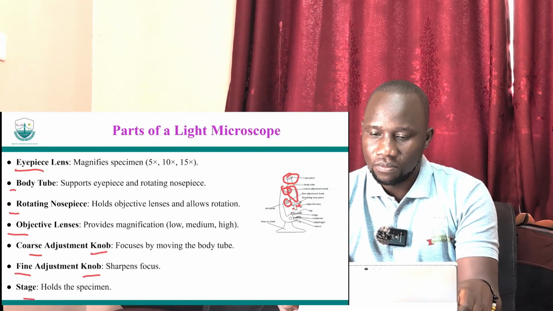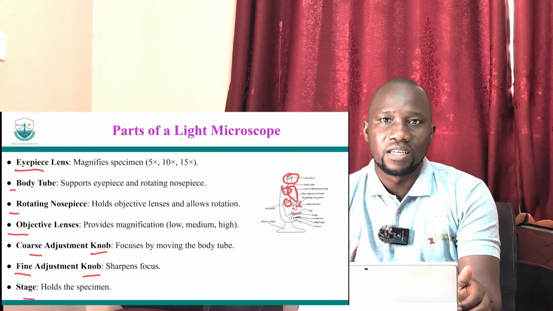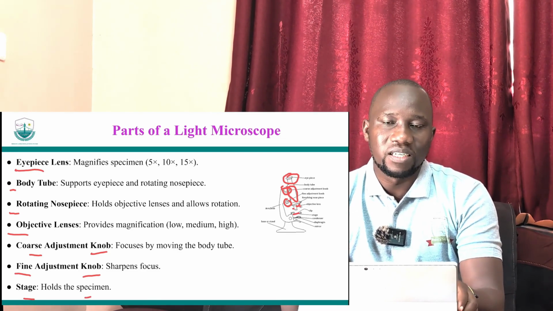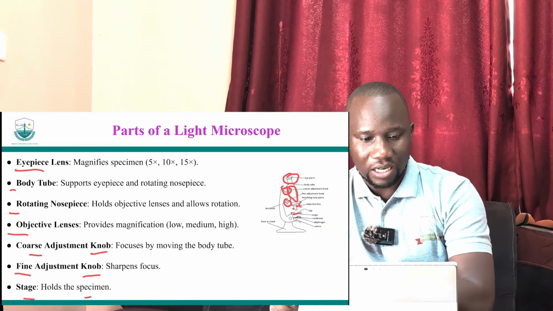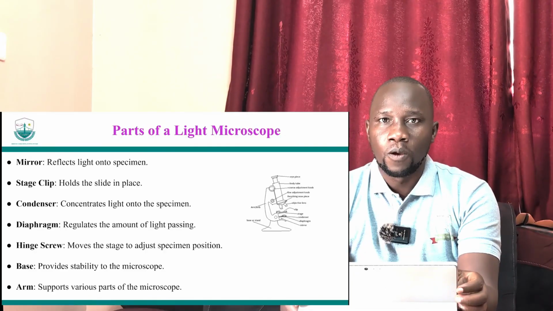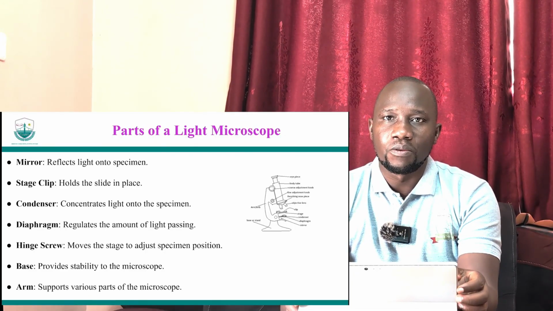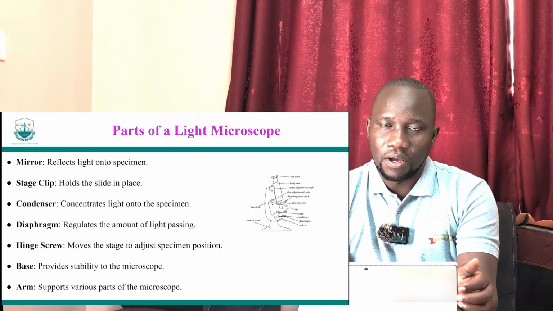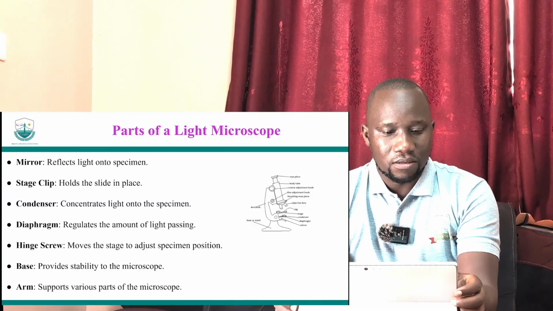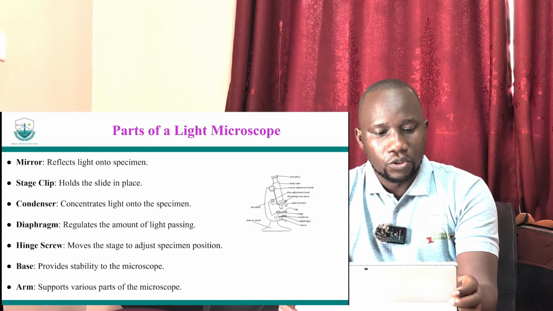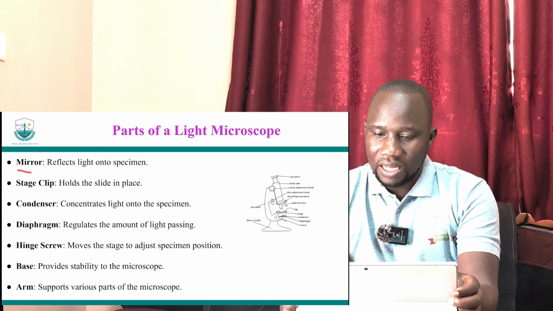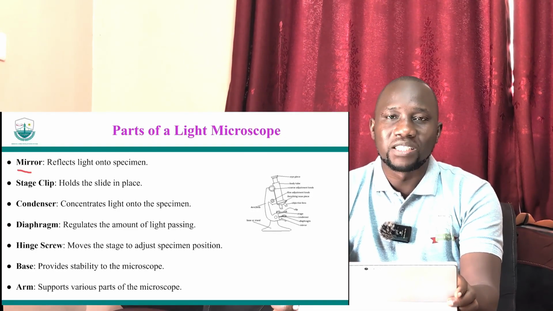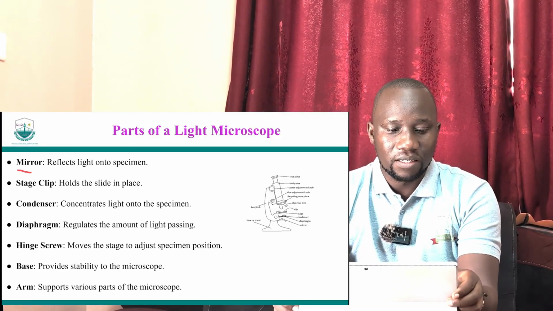And then we have the stage, which is where we place the slide that has the specimen. So the specimen is placed on a slide. Let's look at another image here. The stage, which you can also call the mount, by the way, is where you place the slide, and we shall see what the slide is. Then you have the mirror, which is down here. It reflects the light onto the specimen such that you can visualize the specimen better.